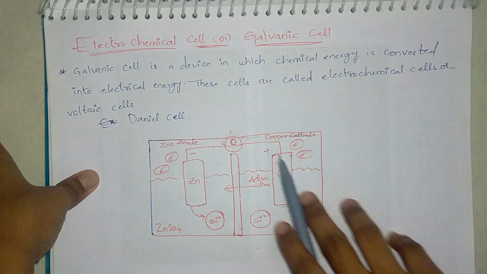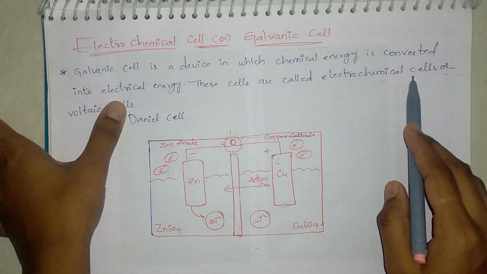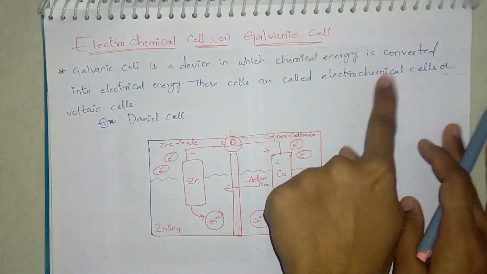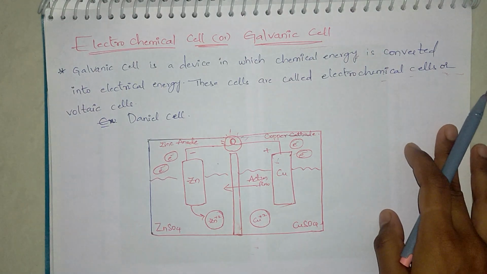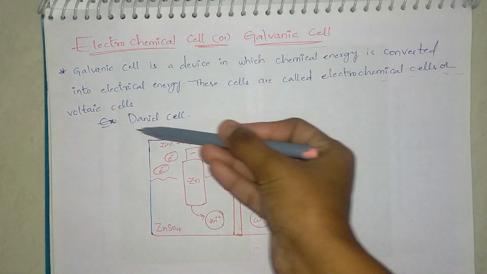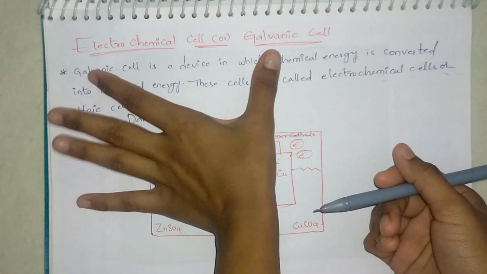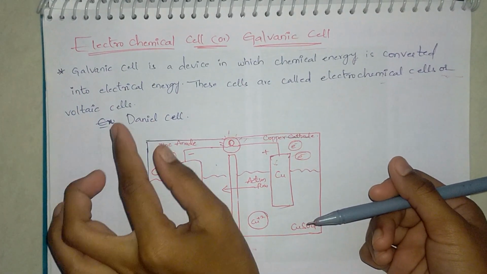Now these cells are called electrochemical cells or voltaic cells. These are the names: electrochemical cell, galvanic cell, or voltaic cell. All these are nothing but the same thing. Now in this we will see the example of the Daniel cell. So these types of cells are called electrochemical cells, and in electrochemical cells we have one example called the Daniel cell.